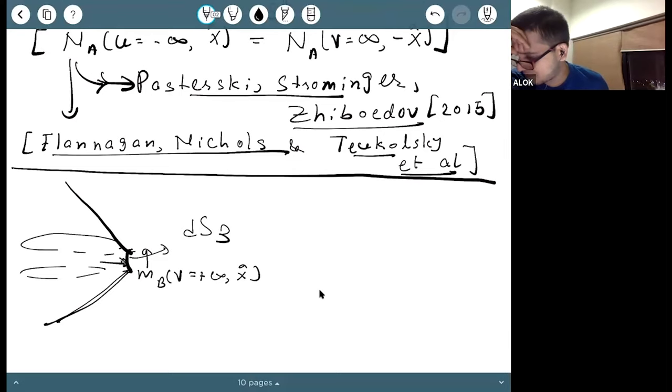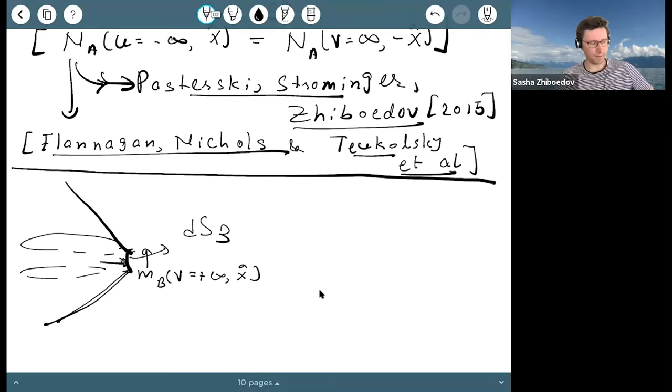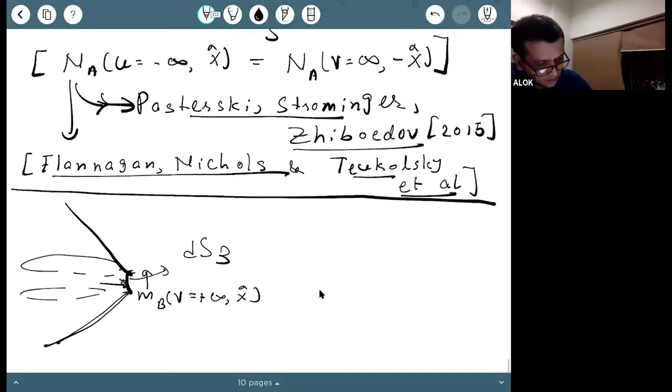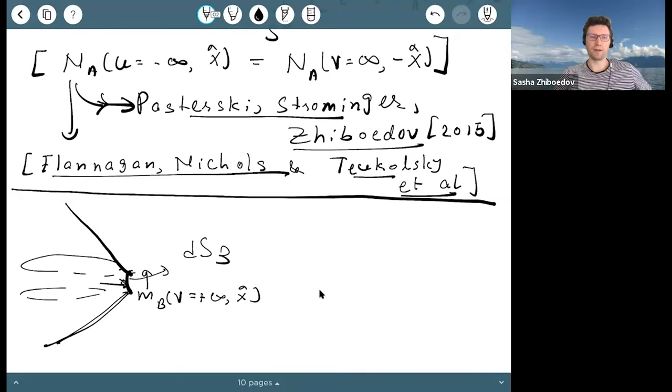I think there was a paper by Kartik Prabhu, who made a lot of progress, perhaps even in the nonlinear theory, but I'm not very sure. I think there's not much that has been done beyond linearized gravity for the angular momentum. Okay.